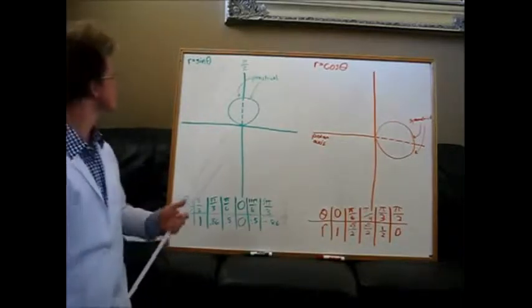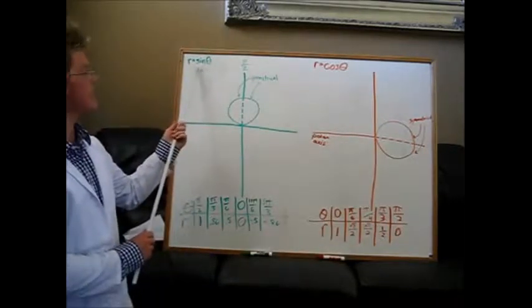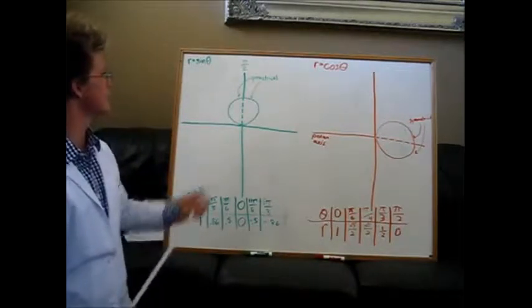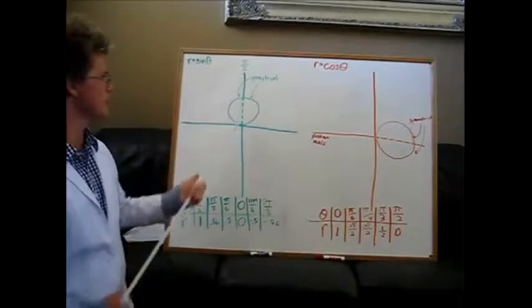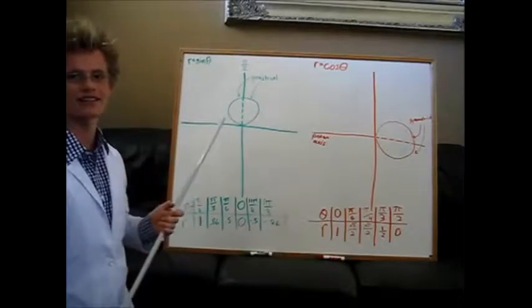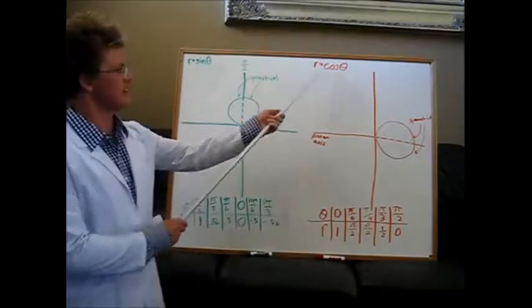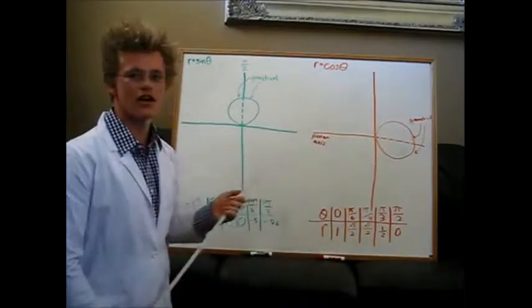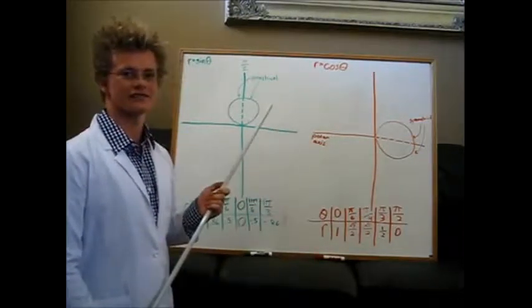You see, when a polar equation has a sine in it, that means that it is automatically symmetrical across the line theta equals pi over 2, or the y-axis. But when it has a cosine in the equation, it is automatically symmetrical over the polar axis, or the x-axis.